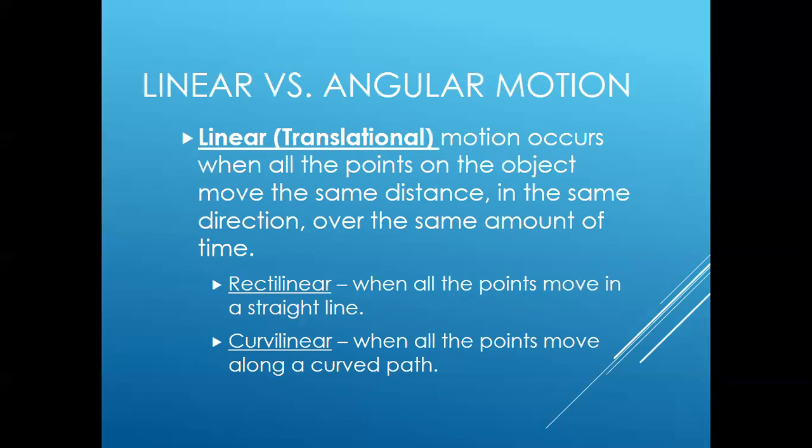And we're going to look at visuals of these in a moment. So just try to take in the language here first, and then we'll look at some pictures. Rectilinear, all points move in a straight line. Curvilinear, all points move along a curved path. So in rectilinear, all points on the body or object move in a straight line. Direction of the object doesn't change, orientation of the object doesn't change, and points on the object move the same distance.